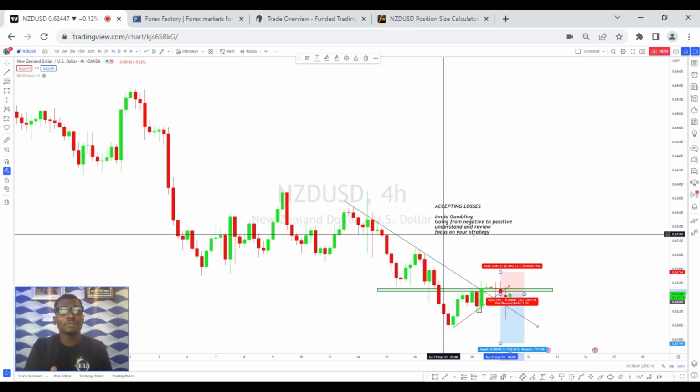Always know that if I am able to win one ratio two, one ratio three for the day, I'm done. If I'm able to win one ratio three for the day, I'm done. But if I lose 1% of my account size, then I'm not ready for that day any longer.